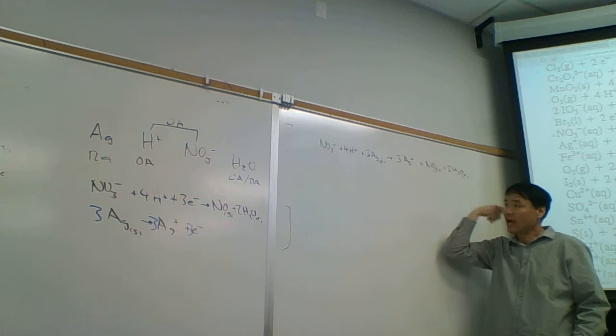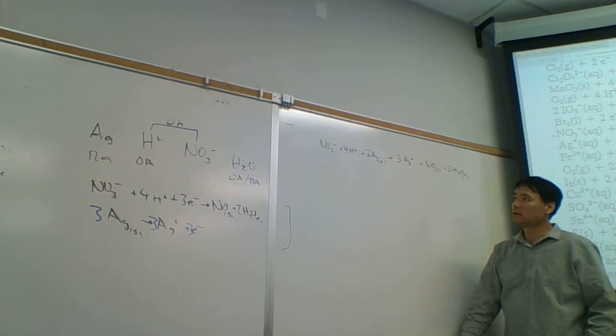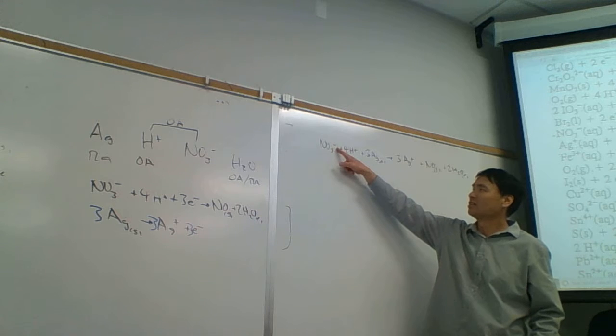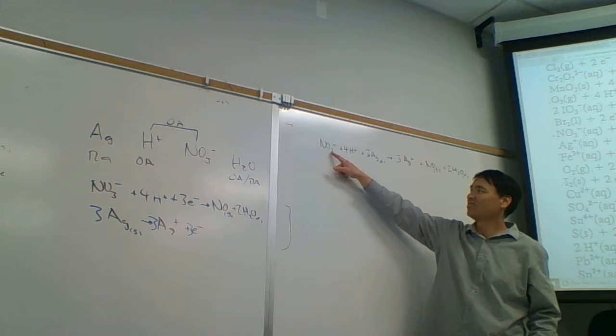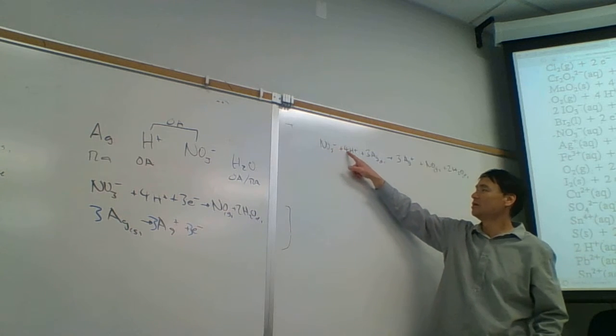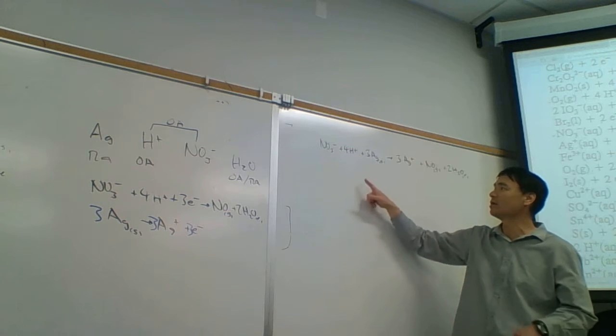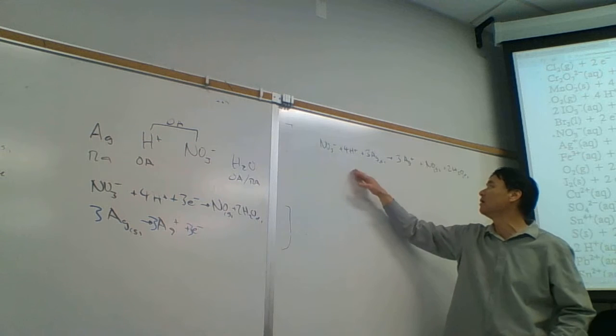Not only must the atoms balance, but the charges must balance too. And I'm talking about the net charge, not the individual charges on the atoms, but the net charge. So this is minus, this is plus 4. So minus 1 plus 4 is plus 3. These are 0. So I got plus 3 total net charge on the left.